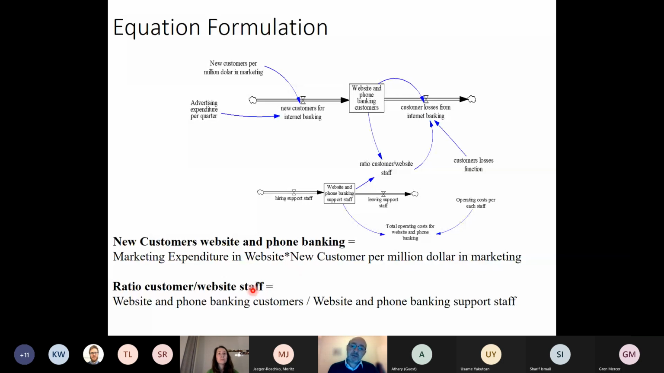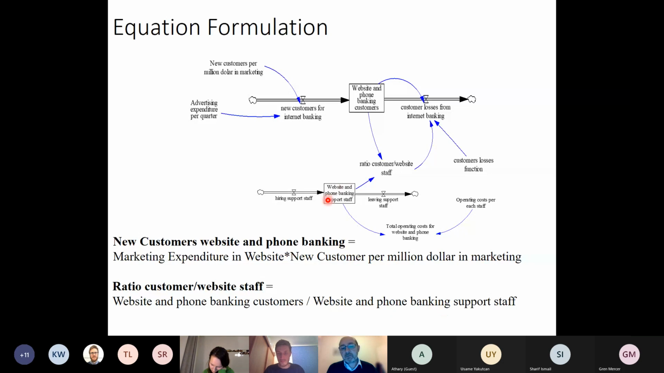And when we look at this variable, we say the ratio of customers to website staff, we say website and phone banking customers, the link will be positive. So the more customers that you have, the higher is the ratio. The more staff that you have, the lower will be the ratio. So in this case, that's why you have a division here.